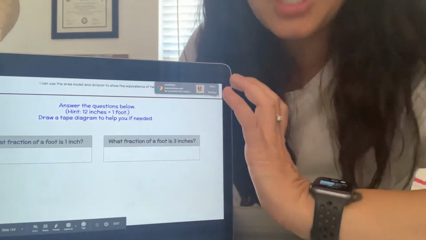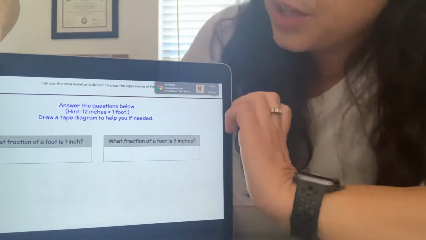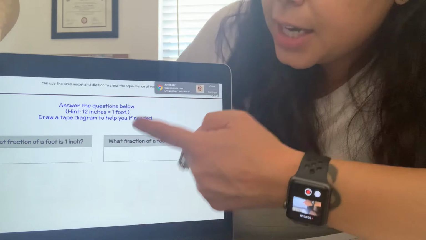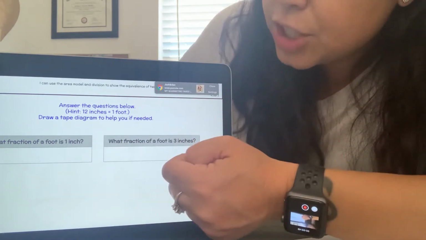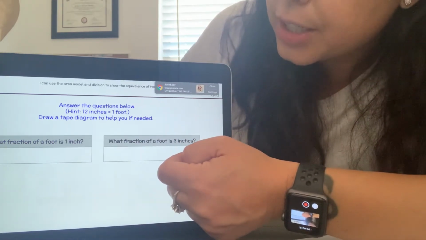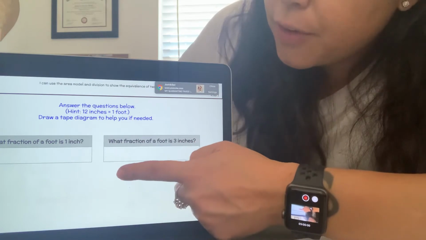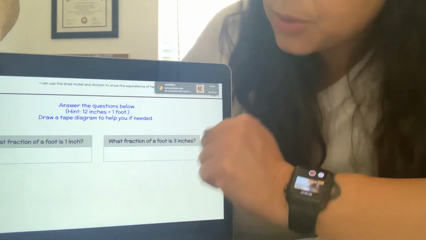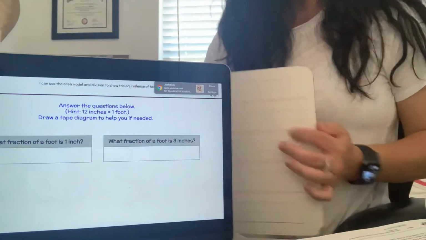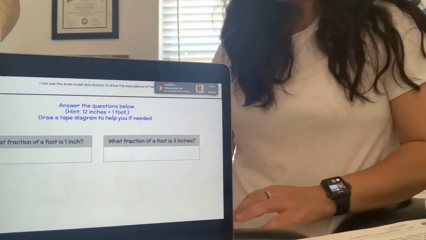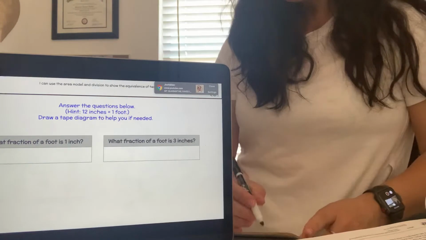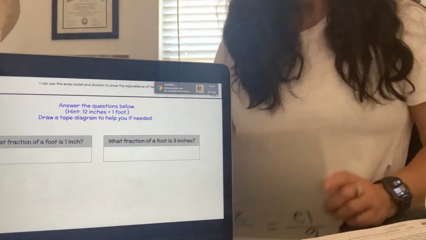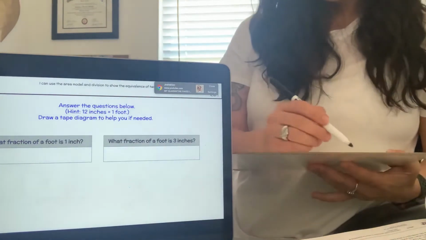This here is like our application problem that I want to go over with you. So we're going to answer these two questions here, and it gives us a hint that 12 inches is equal to 1 foot. So what fraction of a foot is 1 inch, and what fraction of a foot is 3 inches? Well, first thing I'm going to do is draw a tape diagram to help me figure that out. So I'm going to draw that here, and then I will show it to you.